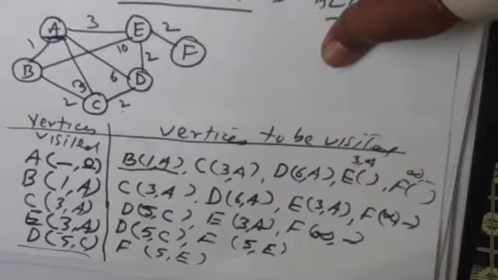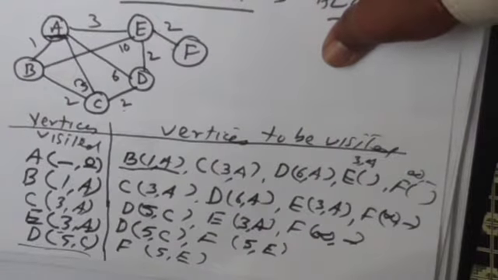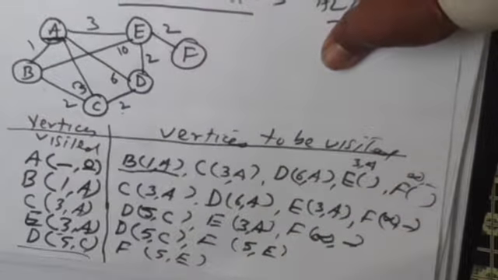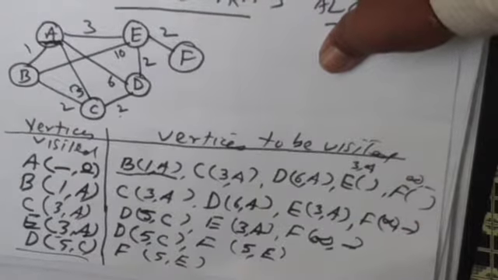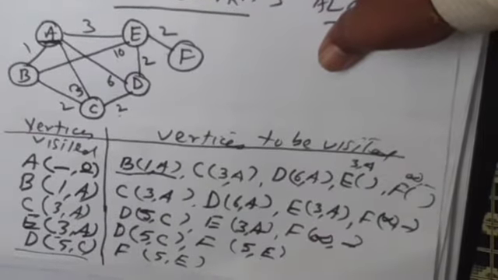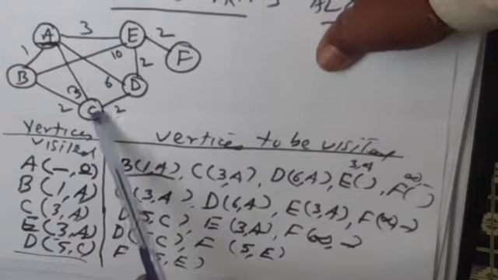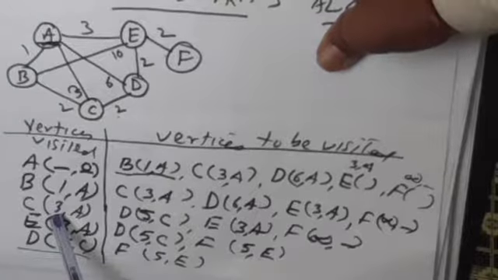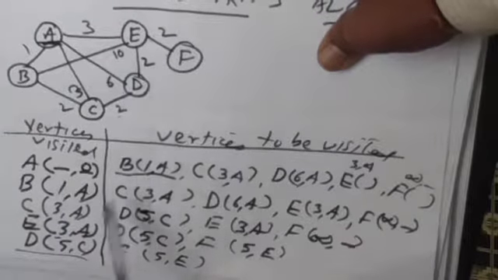So what are the vertices which are adjacent to C? C to B, C to A and C to D. But for A and B, the distances are already calculated. Now I am going to check the distance from C to D. C to D the distance is 2. But the distance to reach C is already 3. So 3 plus 2 is 5.